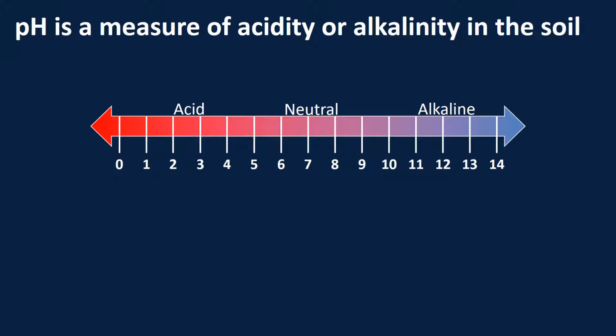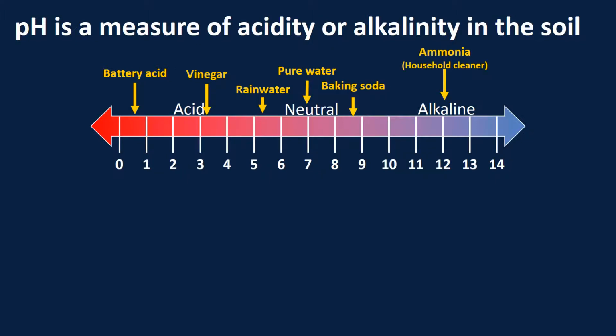If we look at some examples of everyday items to see how acidic, basic, or neutral they are, where they fall on this pH scale, you can think of battery acid as very acidic, very corrosive. Household vinegar we use for cleaning or cooking is around a 3. Rainwater is a little above 5, below 6. Pure water, with no other elements but H2O, is neutral. Baking soda is close to 9. And household cleaner ammonia is very basic, with a lot of alkalinity, around a 12.